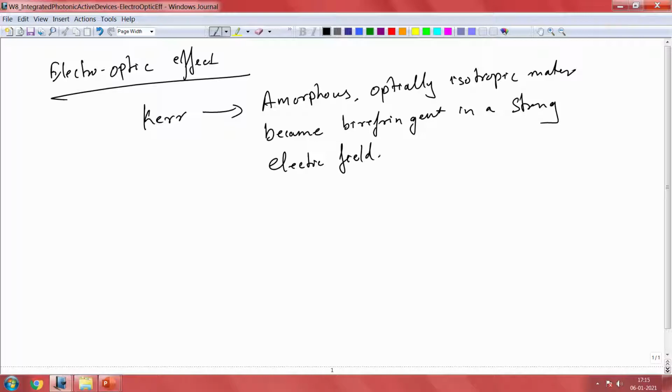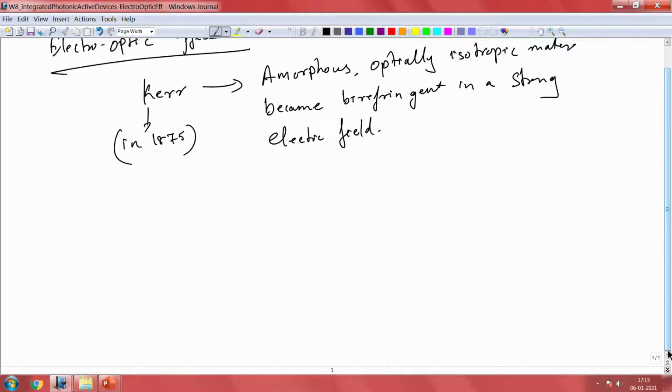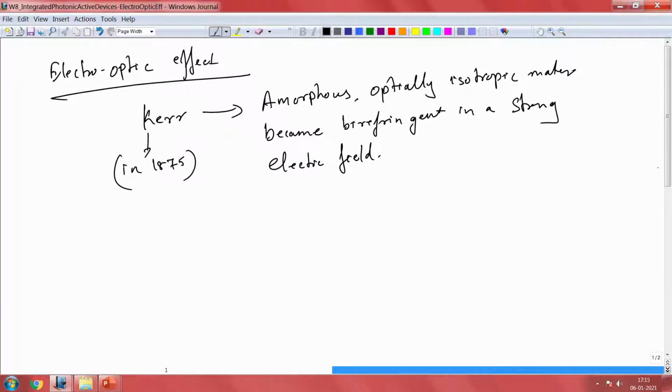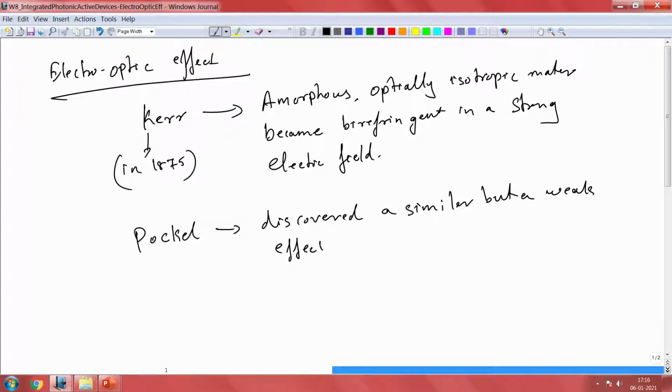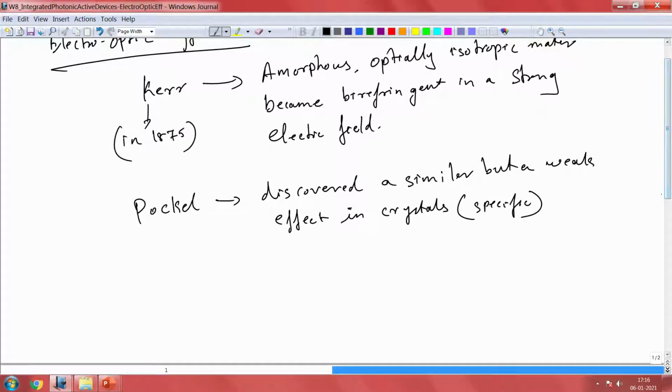So, this was already something that we knew a long time ago. This was in 1875, right. So, this whole idea of having this property change when you have an electric field was known. But then, not long after, Pockels discovered a similar kind of effect, but a weak effect, in specific crystals. This discovery was about 20 years later, around the 1900s.